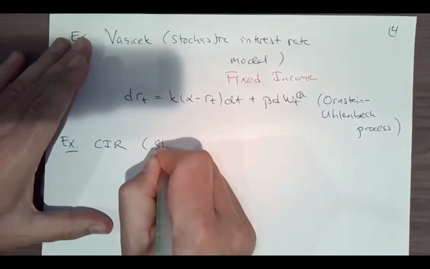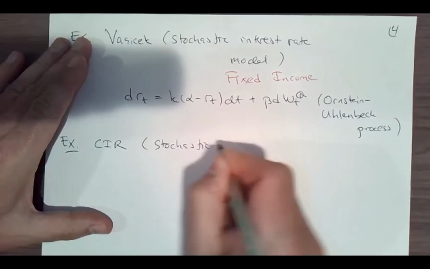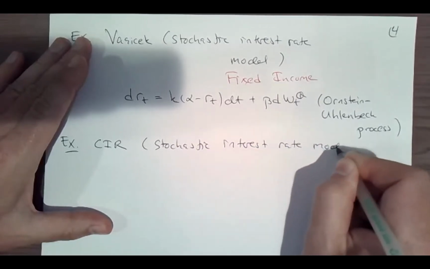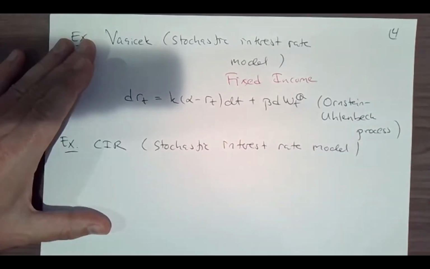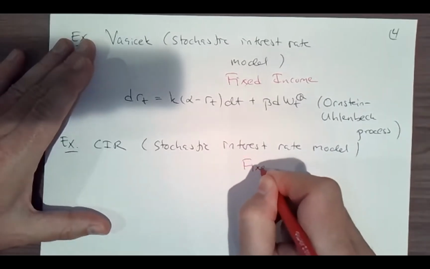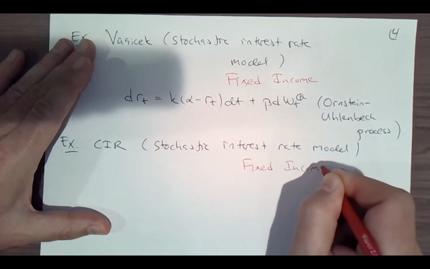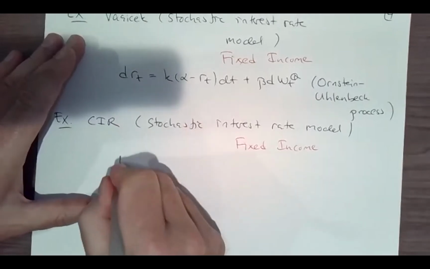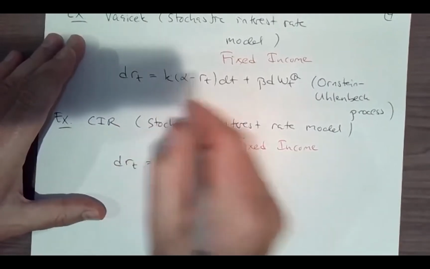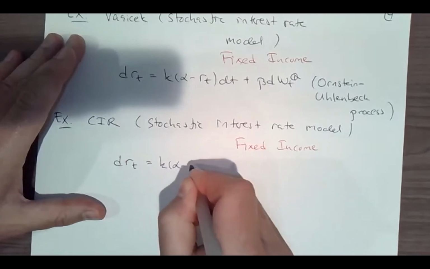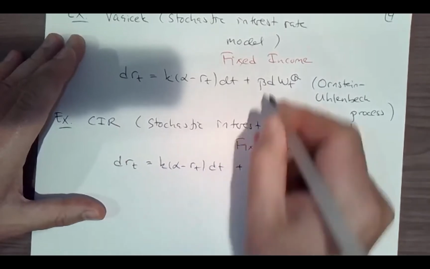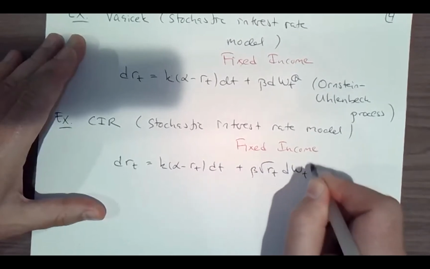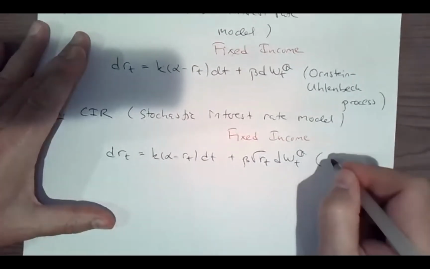And this is again a stochastic interest rate model. And again, this is fixed income. And so the interest rate here is going to be modeled as exactly the same thing as you have before for the drift, but for the volatility, you put in a square root. So this here is a square root process.